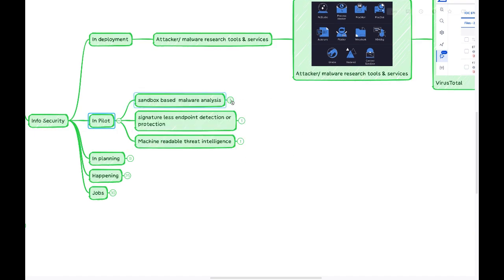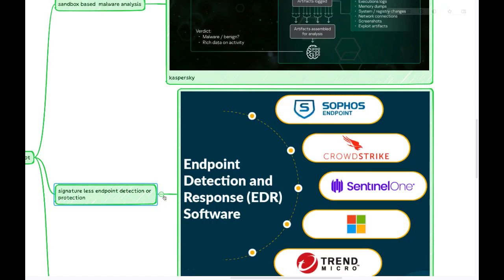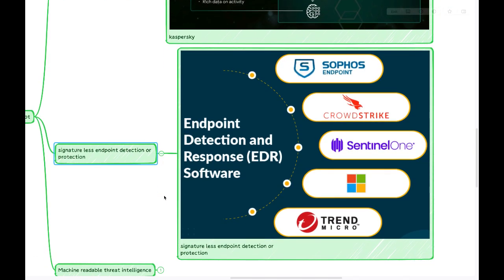In pilot, sandbox-based malware analysis. Sandbox-based malware analysis involves executing the malware in a controlled environment, sandbox, to observe its behavior without causing harm to the host system. Kaspersky Lab is a well-known cybersecurity company that provides various security solutions, including sandbox capabilities for malware analysis. Signatureless endpoint detection or protection.